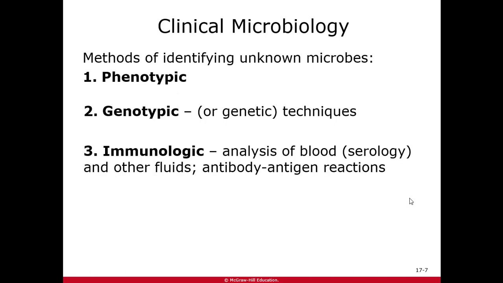Genotypic is using genes. This is where we're going to be using DNA or RNA to help diagnose. And then there's immunological ways. It's looking at blood, looking at other tissue fluids, and looking to see if there's an antibody-antigen reaction, meaning either the antibody is there because the patient made the antibody and they were reacting to an antigen, or we can look for an antigen by using antibodies in a lab to detect those antigens. So it's using an immune system, hence the immunological. And it's serology because we're using your blood serum to detect those antibodies.